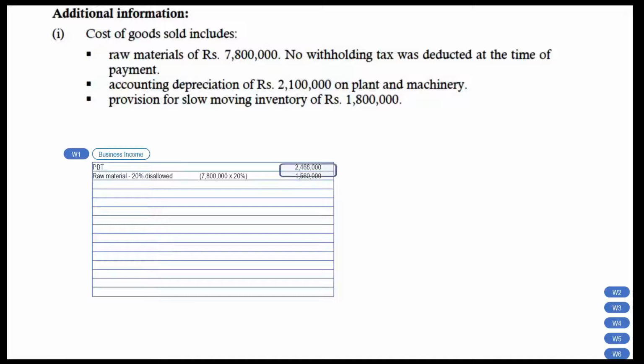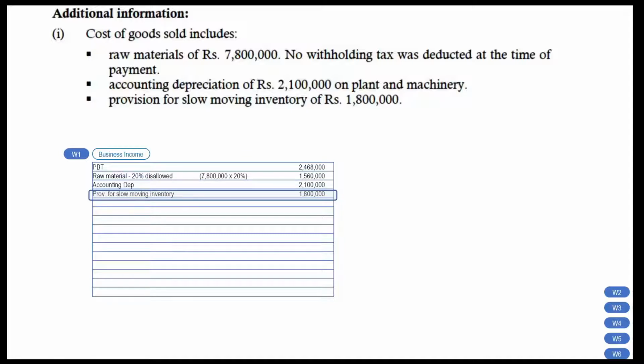Next information is about accounting depreciation of rupees 2.1 million. This is not allowed as expense under tax law. So add rupees 2.1 million to profit figure. Next information is provision for slow-moving stock. Provisions are created in compliance of accounting principles and are not incurred expenses. Therefore, these are not allowed as expense under tax law. Add rupees 1.8 million to profit.